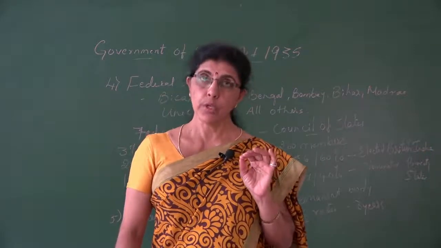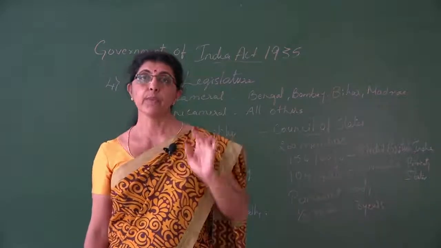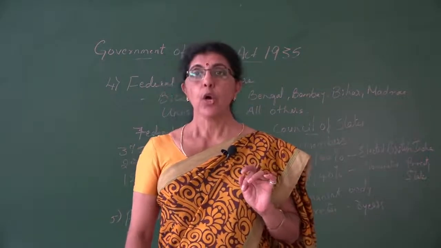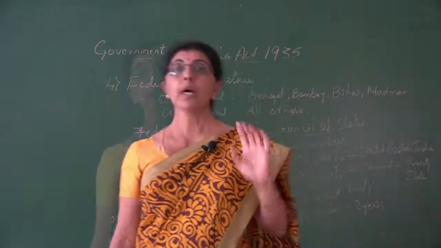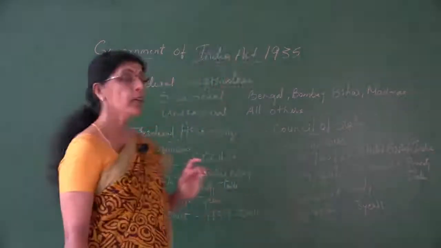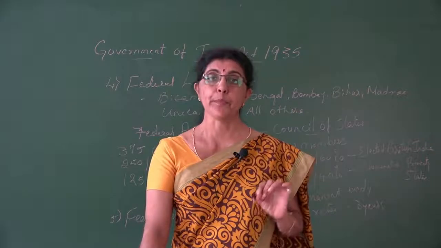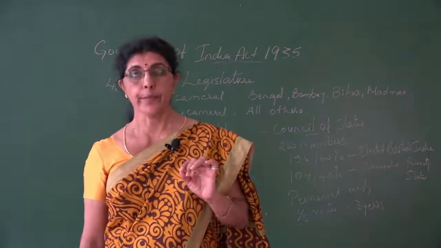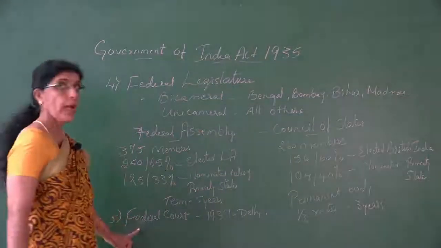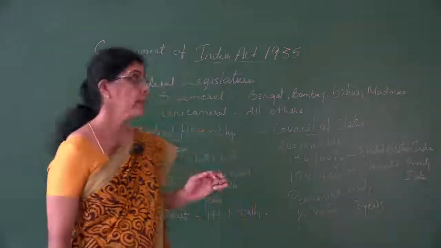Original jurisdiction was that they used to decide cases between the center and the states, that is, provinces. Appellate jurisdiction covers whatever has been appealed to the high courts. Advisory jurisdiction is that they can advise the Governor General. This court was set up by Sir Maurice Gwyer. He was the first Chief Justice of the Federal Court, and he brought in a major change in the Indian courts.